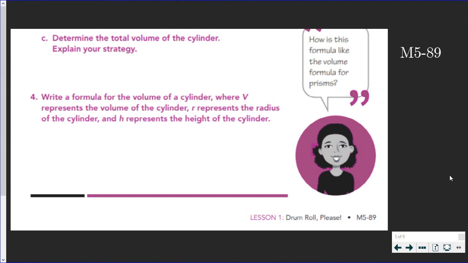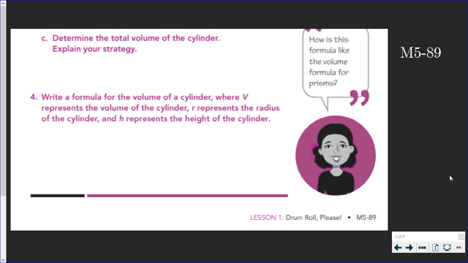Okay, so then if we move on to the next question, question C says determine the total volume of the cylinder and explain your strategy. Well, just like with those other prisms, we said it's just the area of the base times the height. Well, the same is true here. So when we take that base, which was approximately 78.5 units, and we multiply it times the height, which is 8, because we're saying we can fit 8 of those discs into that cylinder.